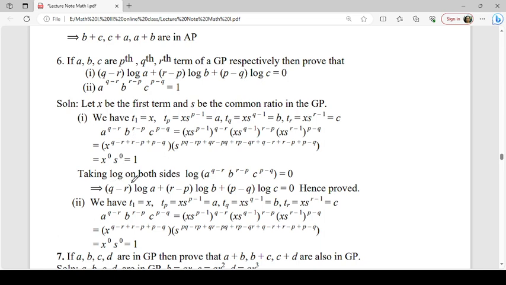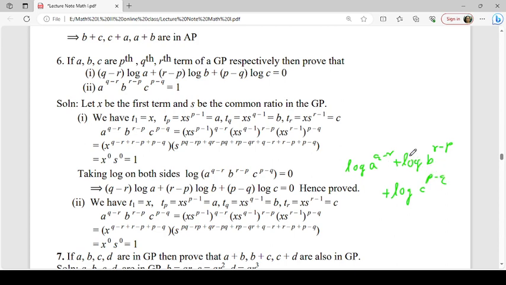And then we take log. So take log, then log of 1 is 0, log of 1 is 0, and log of this, log of this. So log of Mn means log of A to the power Q minus R plus log of B to the power R minus P plus log of C to the power P minus Q.